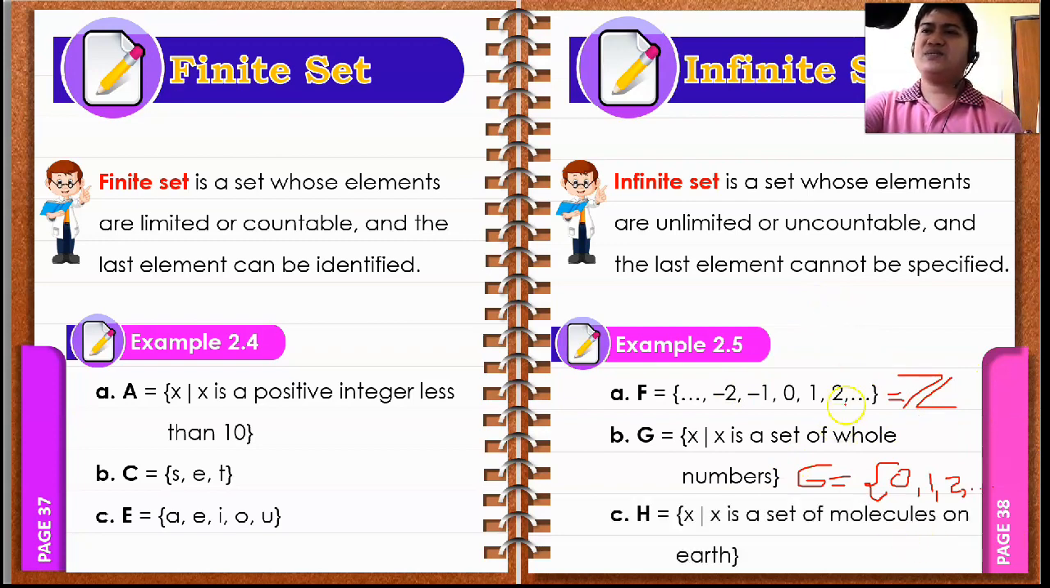Last one, we have a set of all x such that x is a molecule on the Earth. We can name a few, but we cannot name every molecule on Earth. So this is an example of an infinite set.